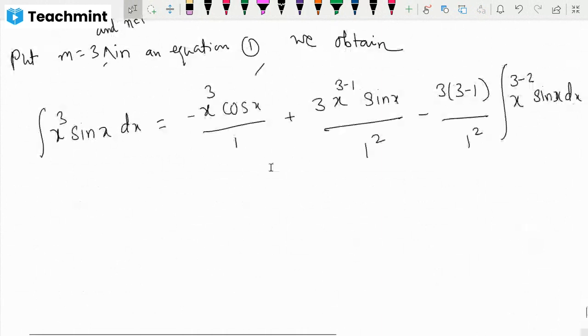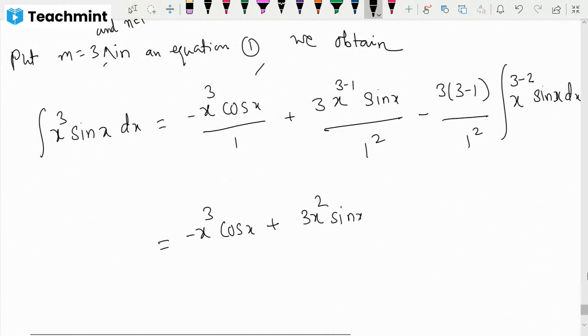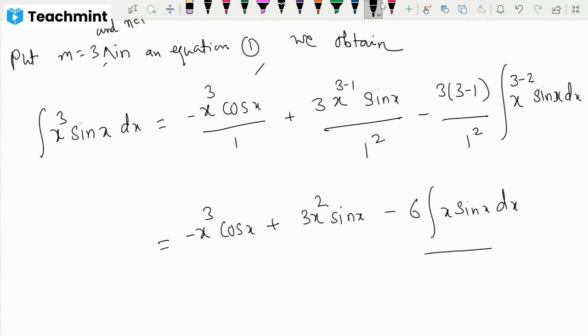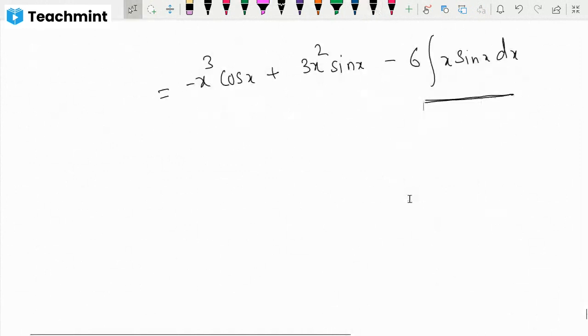Further you can simplify it and you will get minus x cube cos x plus 3 x square sin x minus 3 times 2, that is 6, integral of x sin x dx. Next you have to find this integration, and for that you have to use the same reduction formula. Call this equation number 2.